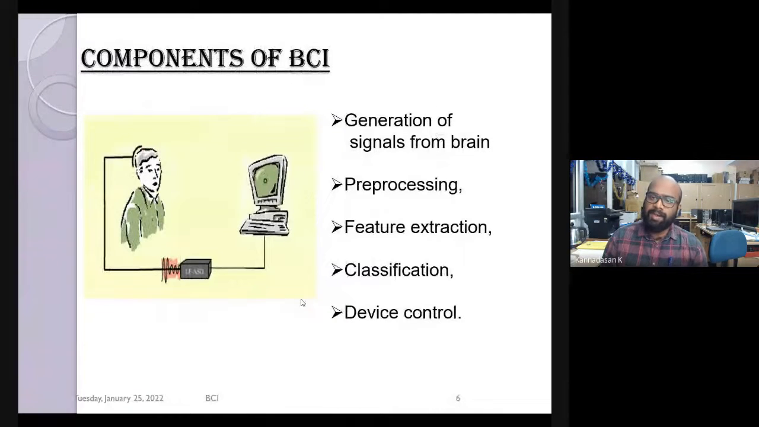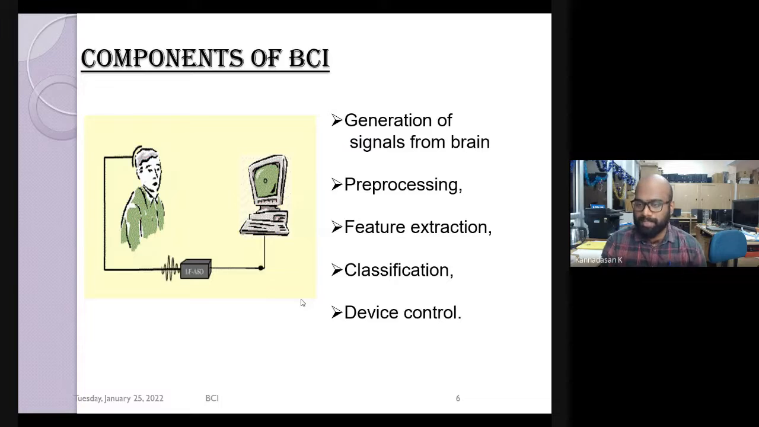So majorly, what are the components of brain computer interface? First is the generation of signals from the brain. Even if you close your eyes or open your eyes, your brain is the only thing which works all the time. It will be generating impulses. Even if you sleep, there will be some sort of electrical activity going on inside your brain. You can't stop or control such things. That is happening by itself. Humans can't control those things manually. So that is the first thing, generation of signal from the brain.